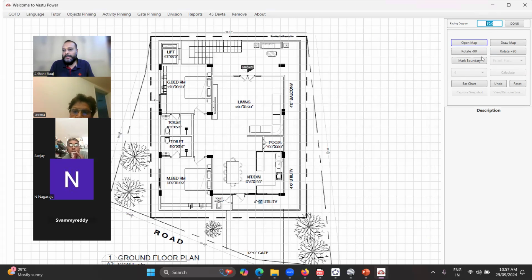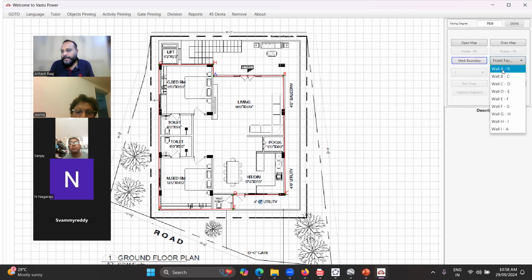Now, what I will do is mark the boundaries of my property. Where is my main entrance? The main entrance is here, so this is the starting point. Point 2, point 3, 4, 5, 6, 7, 8. So this is my outer boundary. The outer boundary is in red color, which I marked with the help of software. My main entrance is towards A and B, so my front face will be A and B.